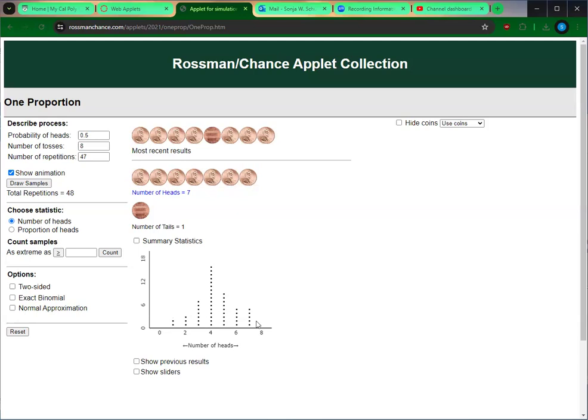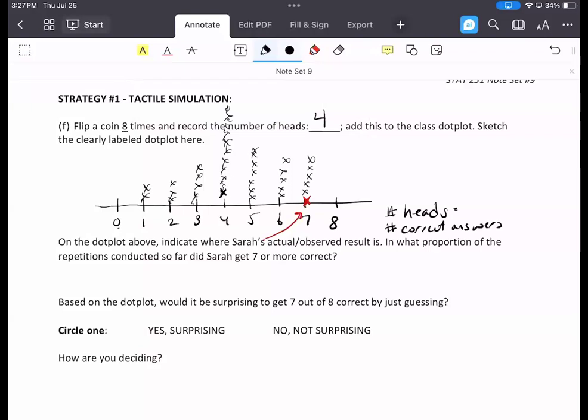So I'm going to pause again, take a moment, and put this roughly in the notes. Now remember, it doesn't have to be exact. We just want to get an idea of what it looks like. So I did a quick sketch of what we saw. It's not exact, right? But this is just to give you an idea. So in what proportion of the reps conducted so far did Sarah get 7 or more correct? And she got it, in this case, 5 times out of the 48.